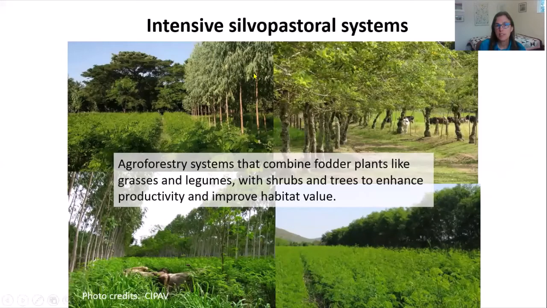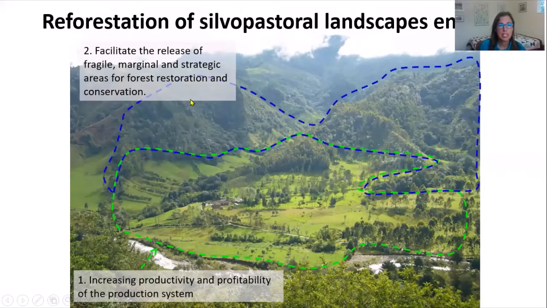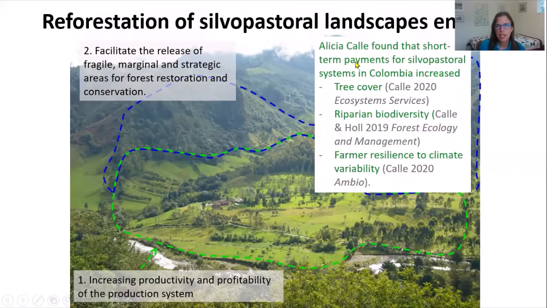First of all, one option is intensive silvopastoral systems where you integrate different grazing usage with more tree cover in the landscape and a mix of fodder and agroforestry plants. The idea is that if you can increase the productivity and the habitat value of the production system in the productive area, then potentially you can facilitate the release of marginal lands for forest restoration in other areas, because a lot of these planting trees help to improve productivity of the cattle production system. One of my recent graduate students, Alicia Kaye, did a long-term study of short-term payments for silvopastoral systems in Colombia, and found that they help to increase tree cover, riparian biodiversity, as well as farmer resilience to climate variability.